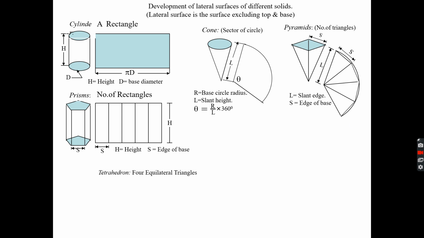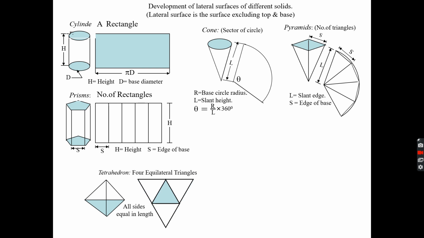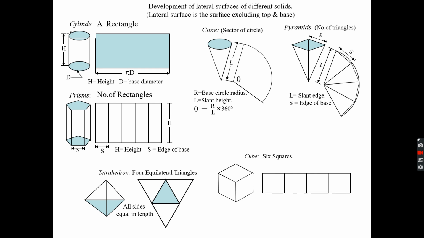Similarly, if there is a tetrahedron and you cut it and open it, it will look like 4 equilateral triangles. It is a tetrahedron, and when you cut it, this is your base, and these are the other equilateral triangles. Similarly, if there is a cube, it will look like 6 squares like this.